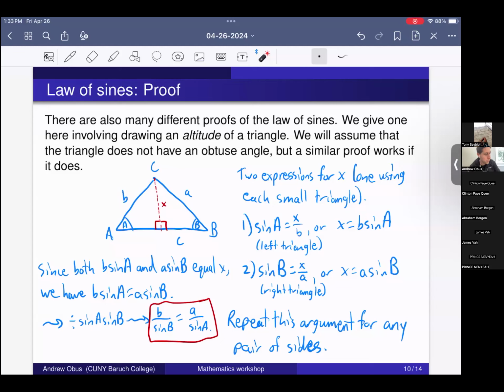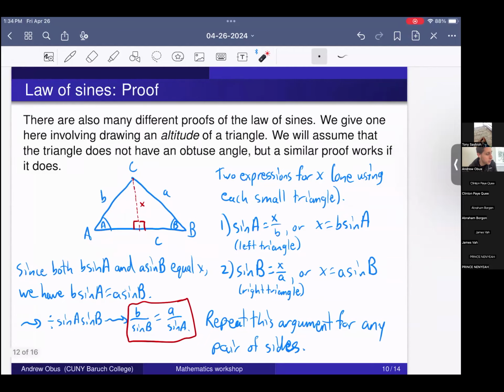Right, sine of A is the opposite over the hypotenuse, so x over B. And sine of B is x over A, opposite over the hypotenuse. Okay, is that good? Yeah, it's okay. Okay, great. So this is the proof.